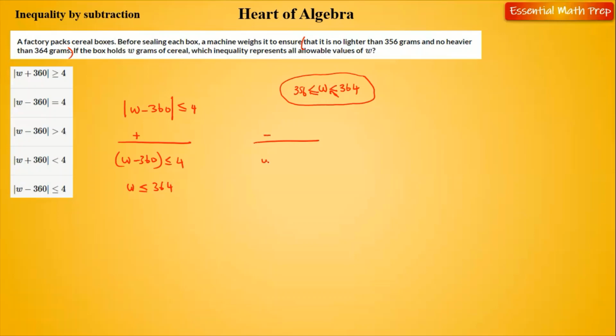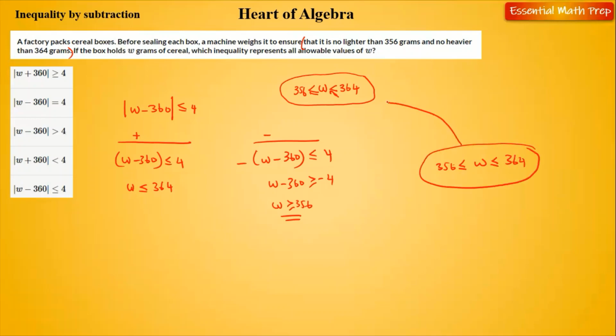So for the negative component, you add the negative side on this side, and then when you multiply or divide, you flip the sign of the inequality and you also add a negative sign. You add 360 on both sides, and it is greater than or equal to 356. If you put it together, W is greater than or equal to 356 and less than or equal to 364, you arrive at the answer choice.